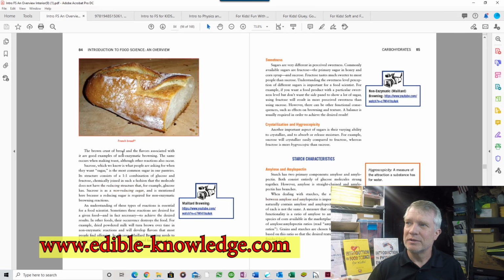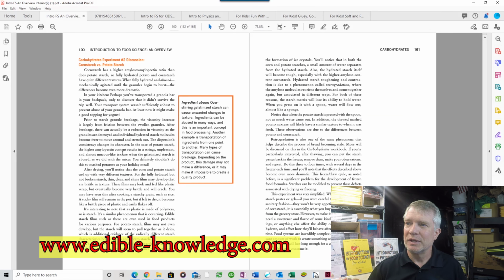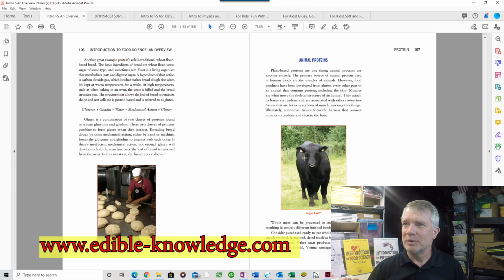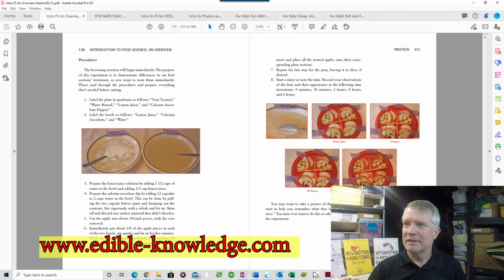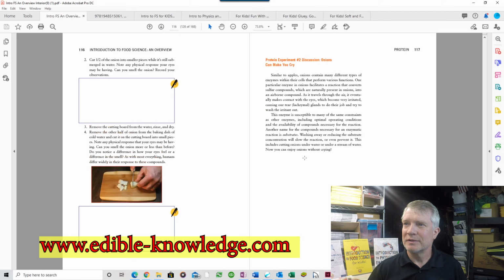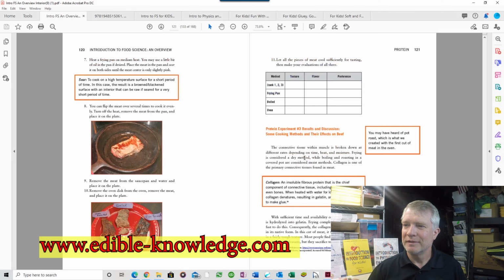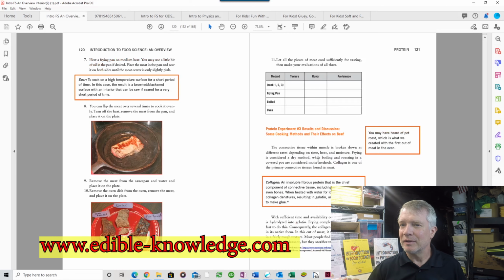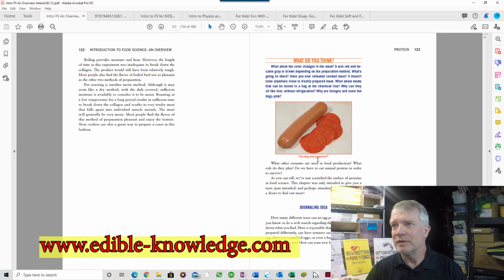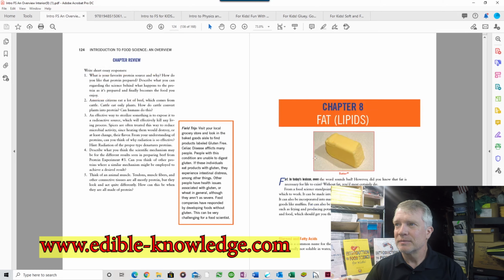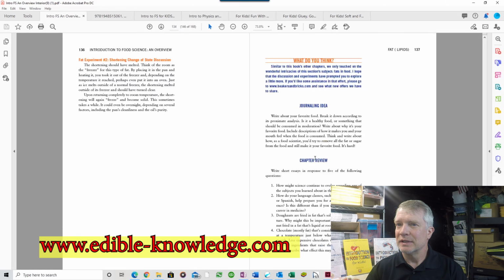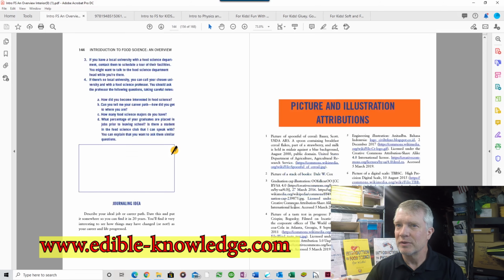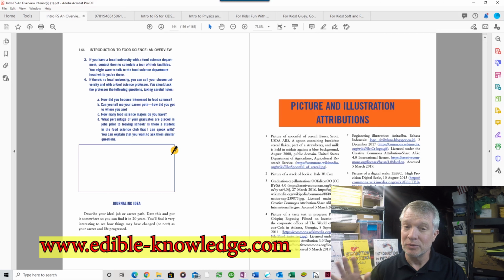Here's carbohydrates, proteins, enzymes, talk about enzymes here, animal proteins, experiments. Here we talked about beef, so you get to learn about different ways of preparing the same piece of beef, and how they come out very differently from one another. Fats. And here's the bonus section. It talks about educational requirements, just very short for those who might be interested. Food science is a great career.